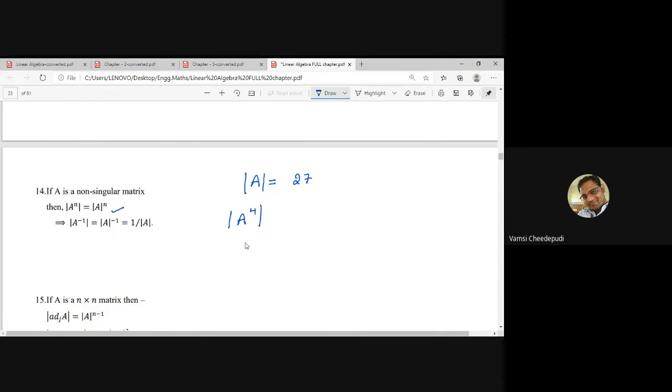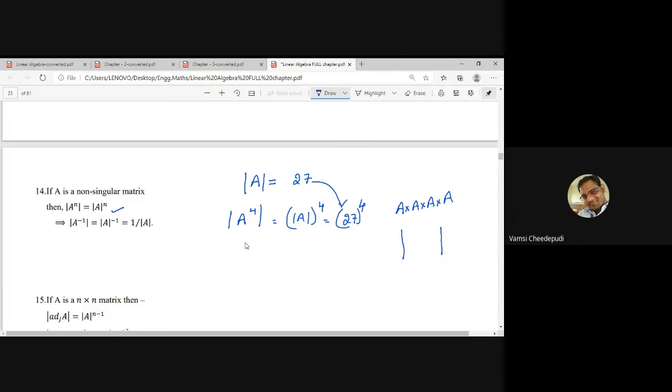So A power 4 means actually I need to multiply A 4 times, A into A into A into A. After finding that, I will get some matrix of the same order, and for that matrix, I need to find the determinant. But instead of all this, this property says that det A power 4 is nothing but det A whole power 4. That means the answer is 27 power 4 only in this example. That's it. That is the advantage.